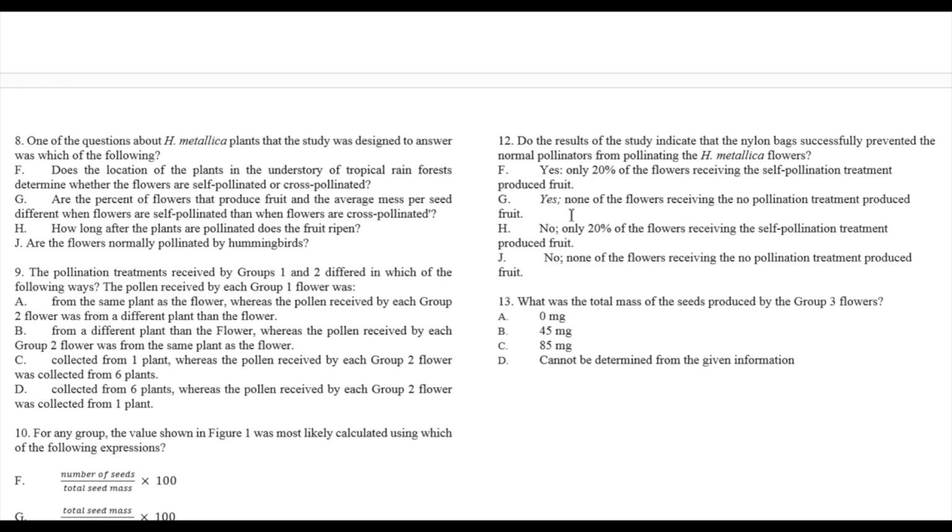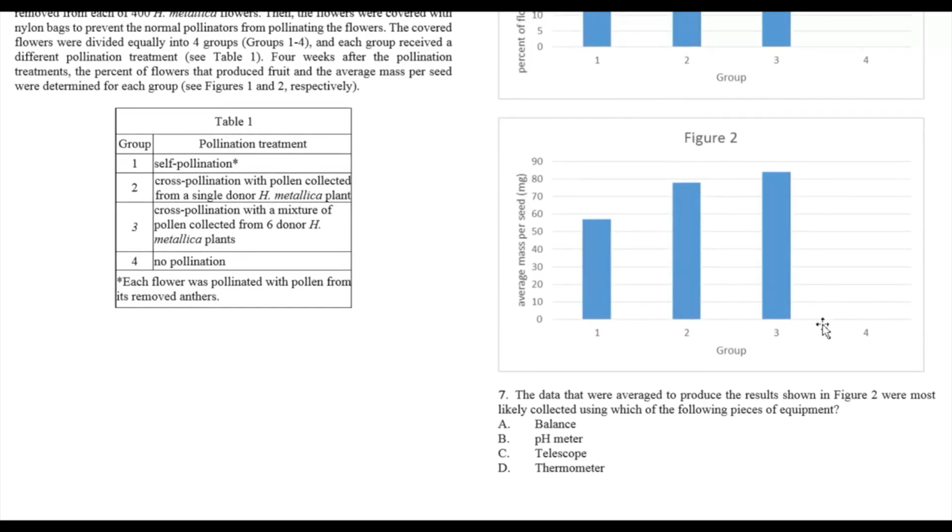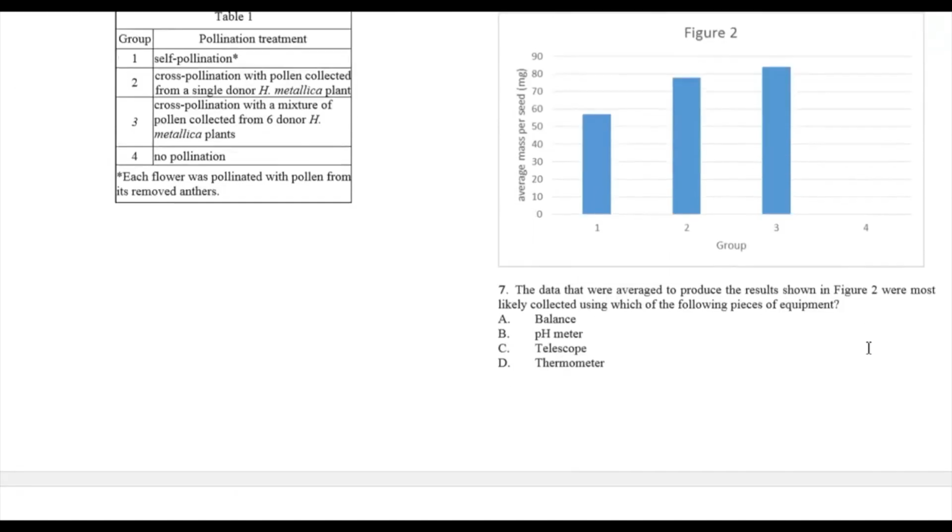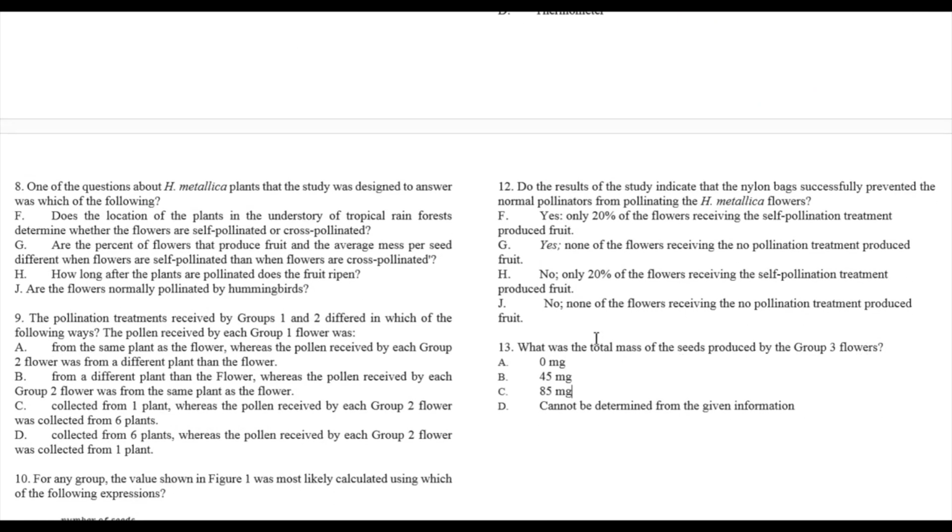G says, yes, none of the flowers receiving the no pollination treatment produced fruit. Okay, and that's what we noticed in the graphs up here, that group 4 had no flowers or seed mass. Let's see here. H, no, only 20% of the flowers receiving the self-pollination treatment produce fruit. Well, that directly contradicts F, and once again, that doesn't really mean anything. And J says, no, none of the flowers receiving the no pollination treatment produce fruit.